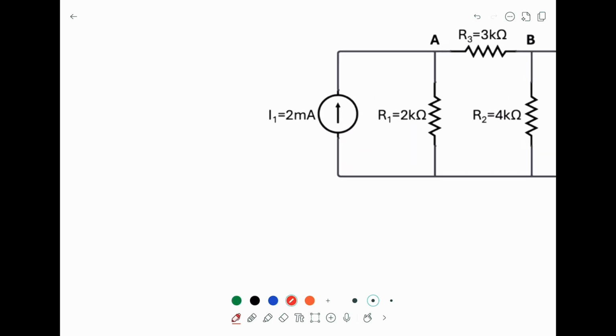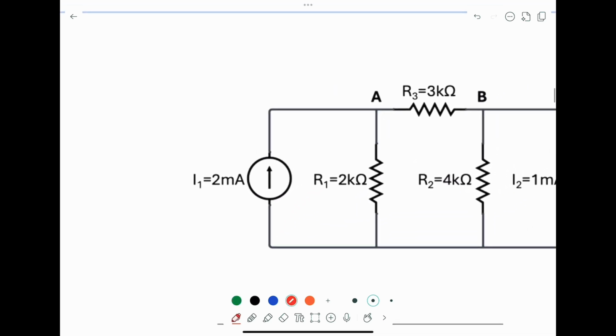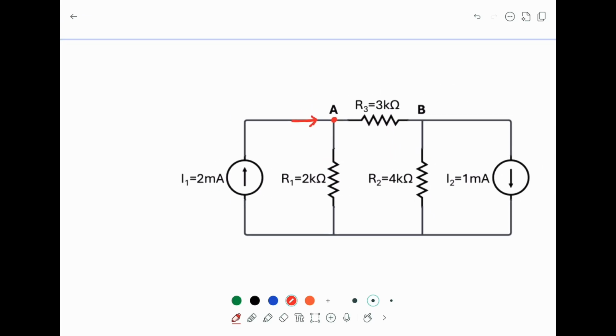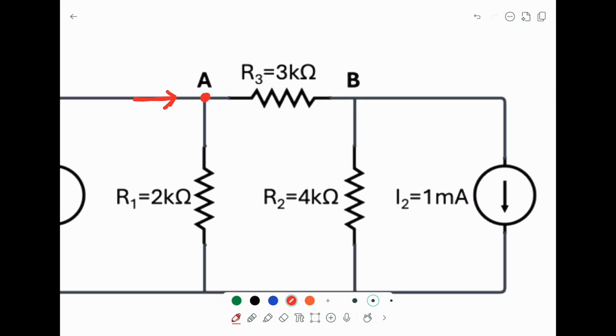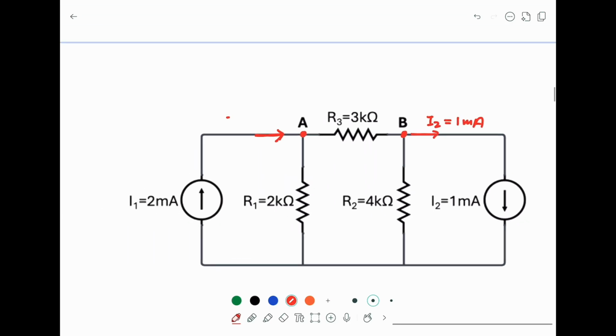First, look at how the current flows within this circuit. We have a current source of 2 milliamp, I1. So this is node A. We can assume that 2 milliamp here is injected into the node. Now I2 is flowing down, so at this node, this is I2. So we can say this is I2 equal to 1 milliamp, and this is I1 equal to 2 milliamp.